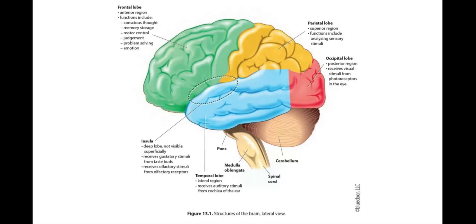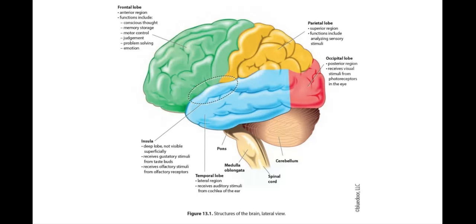Right behind it, where your parietal bone is, is your parietal lobe. That is going to be analyzing sensory information from your environment. Underneath it, sort of like where your ears are, where the temporal bone is, is where you have the temporal lobe. That's going to get auditory stimulus. And then in the back is your occipital lobe.